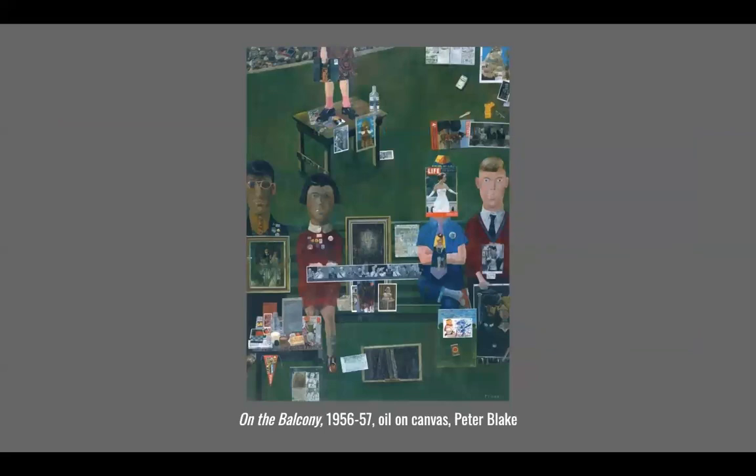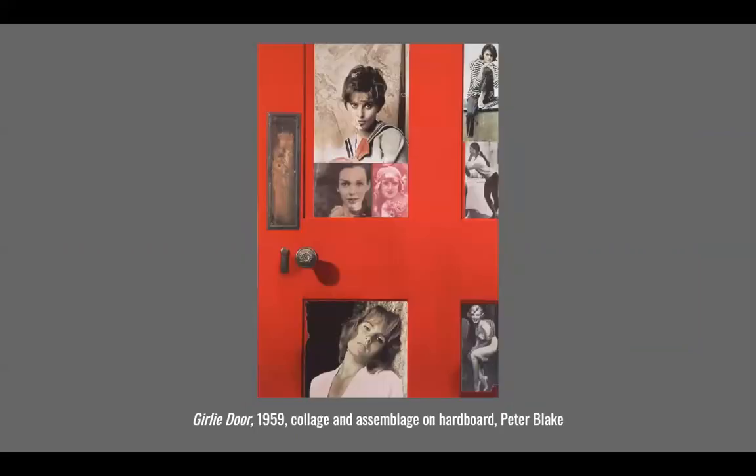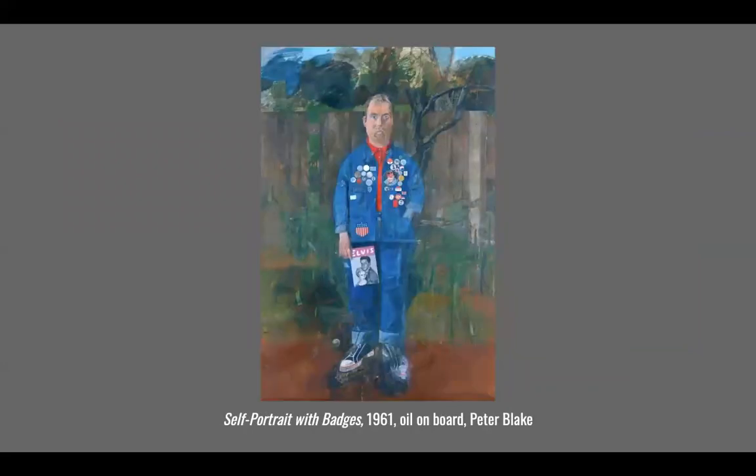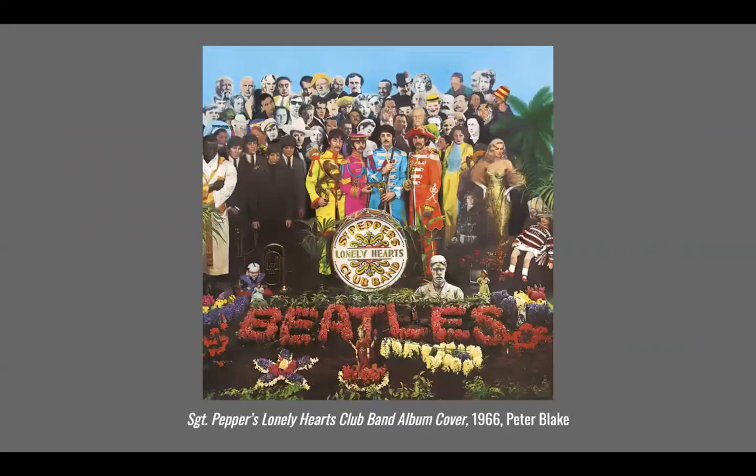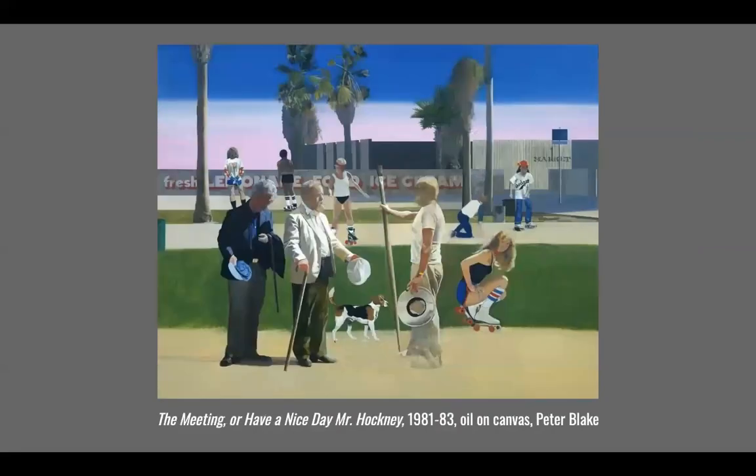And then Peter Blake, he was the one that had that self-portrait, right? With all the things adorning himself of American culture. Here it is. Levi, I mean, what's more American than some Levi denim, right? And he also did this album cover, and he also did a couple for The Who as well. Have a nice day, Mr. Hockney.